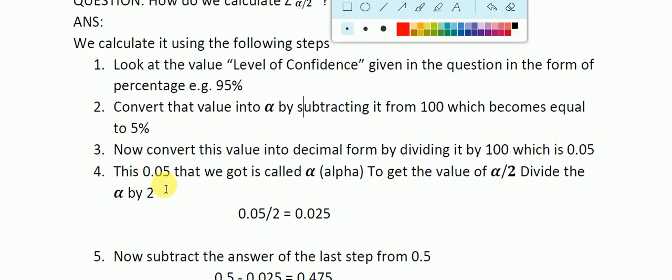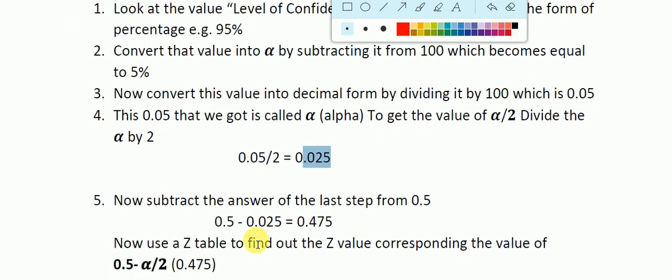Now convert this value into a numerical value, because it's obviously a percentage over here. So 5%, how do we convert it into a simple numerical value? We divide by 100, because percent is 100, so 5 divided by 100 comes out to be 0.05. This 0.05 that we got is called alpha. To get the value of alpha by 2, divide alpha by 2. So 0.05 divided by 2 comes out to be 0.025.